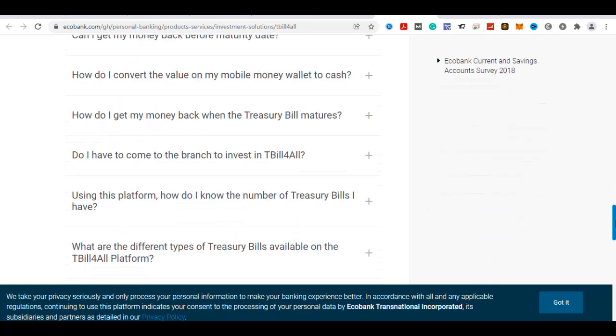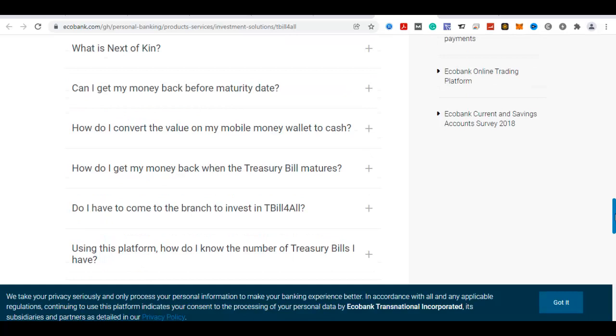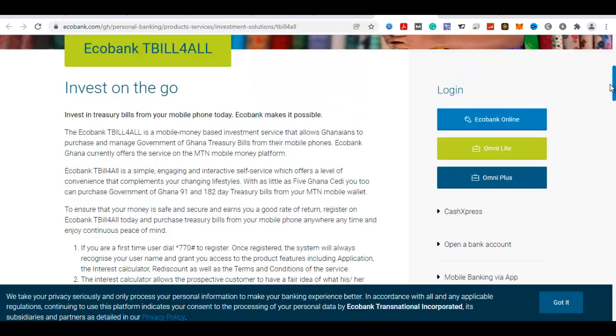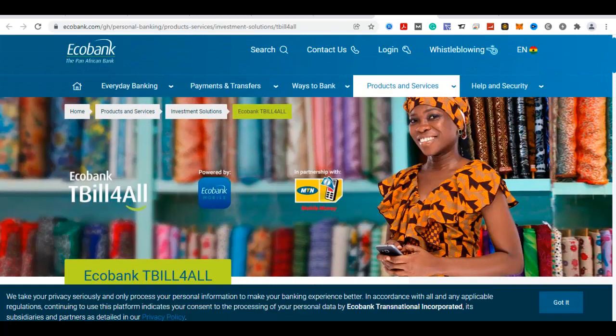All right, so just go to the Ecobank website, and read through the frequently asked questions, and you can be confirmed and convince yourself that this is for you. So you see, it is easy for you to invest in treasury bills, no matter how small money you have. You don't need millions, you don't need hundreds of thousands, you don't need tens of thousands. With as little as 5 Ghana Cedis, you can give this a try right now.